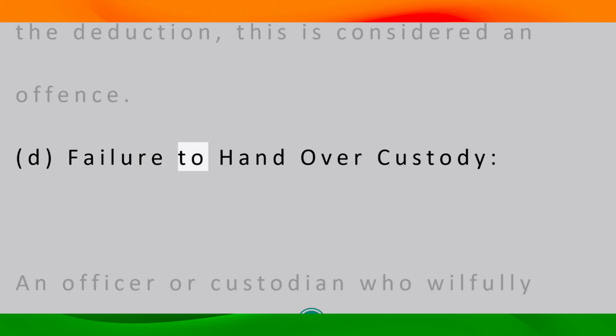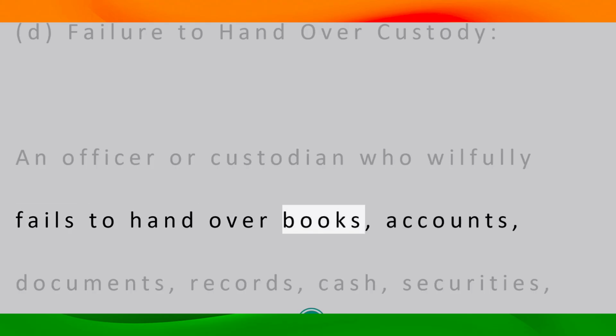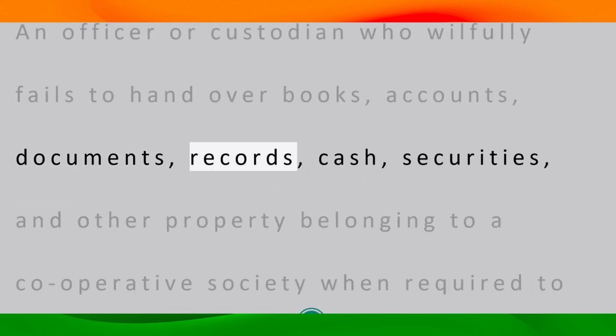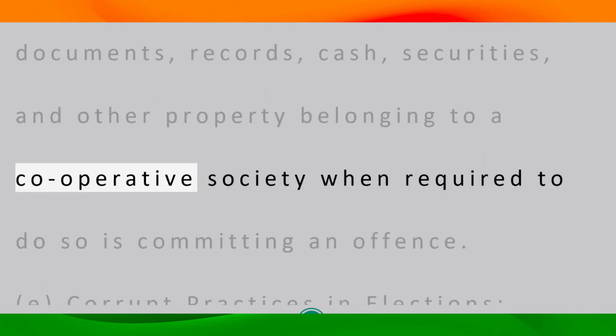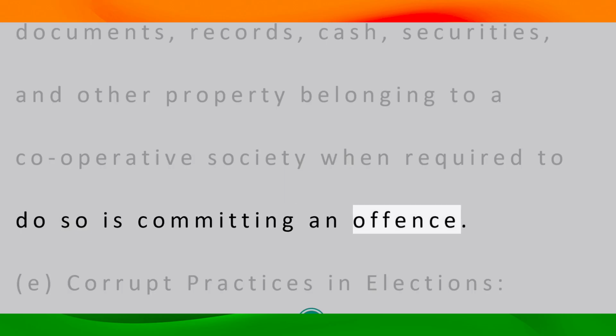D. Failure to hand over custody. An officer or custodian who willfully fails to hand over books, accounts, documents, records, cash, securities, and other property belonging to a cooperative society when required to do so is committing an offence.